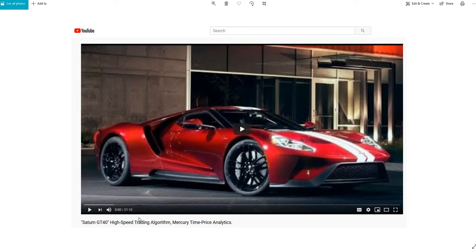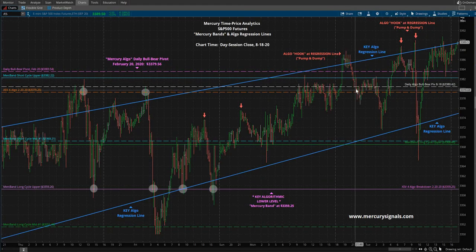Because here's kind of the holy grail in algorithms. It's one thing to give you levels that are going to be fulcrum price points or inflection points, like we give you with the daily bull bear pivot, like we give you with these Mercury bands. It's another thing entirely to tell you where price is going to go in the future. And that's what that Saturn GT40 does. It shows you price points where the S&P is going to go in the future, and I'm not making that up. And folks, the last time anybody living was able to do that was WD GAN.